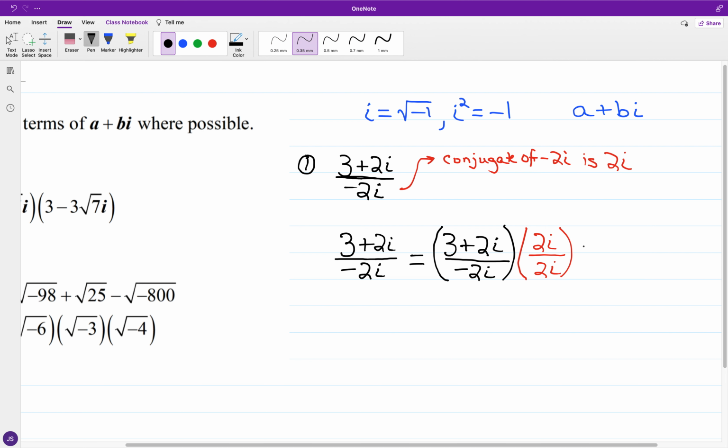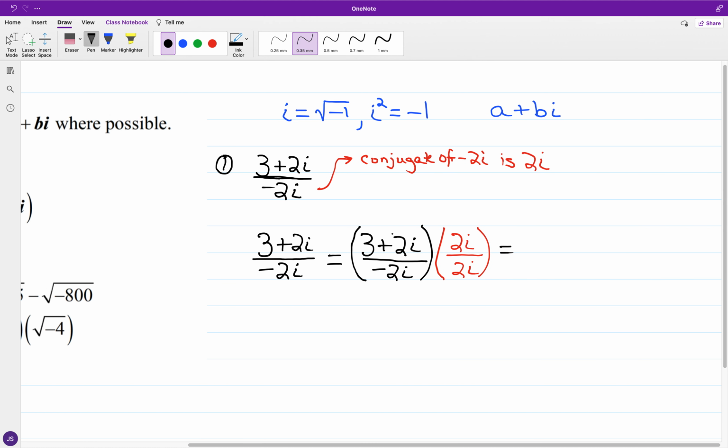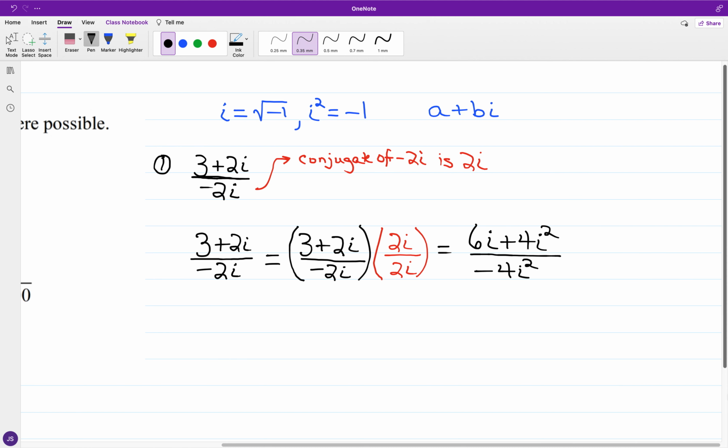in the case of distributing, we have 3 plus 2i multiplied by 2i. So we have 2i times 3, which makes 6i, and then 2i times 2i, which will be 4i squared. And we have negative 2i times 2i; negative 2 times 2 is negative 4, and i times i becomes i squared. Again, i squared is equal to minus 1.